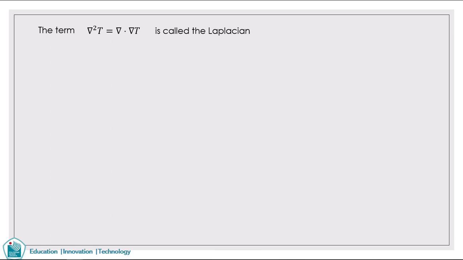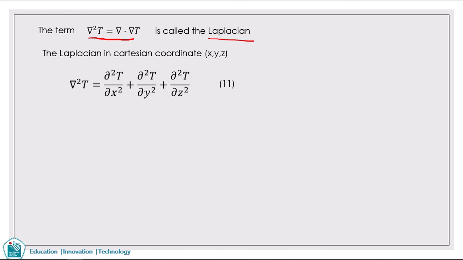Next, this term del square T is equal to del dot del T. This term is called the Laplacian. The Laplacian in Cartesian coordinates, or x, y, z, of del square T can be written as equation 11. So this is in the Cartesian coordinate.